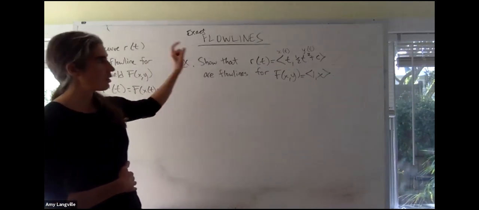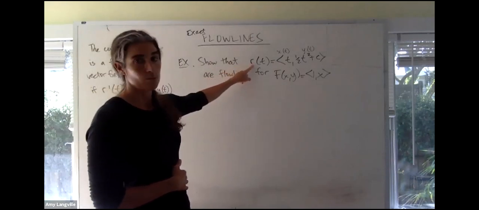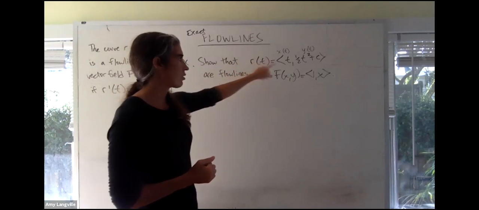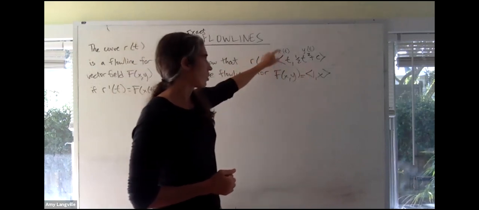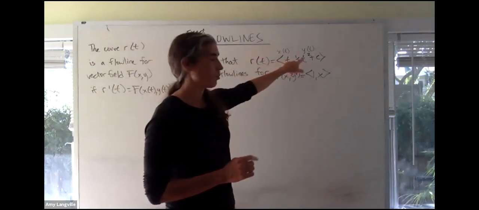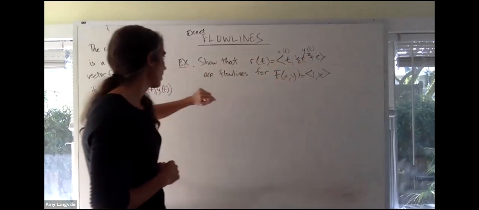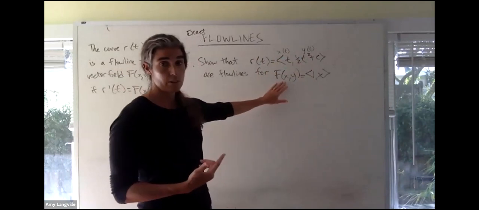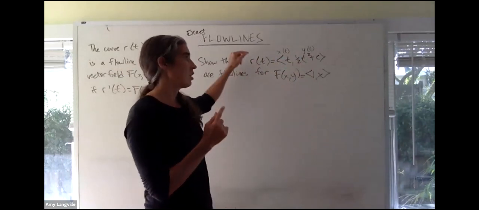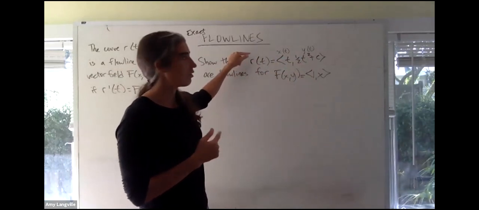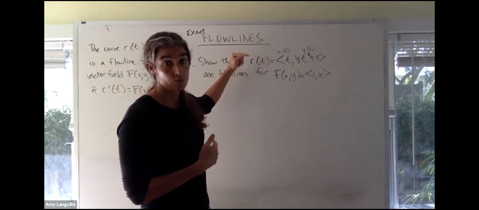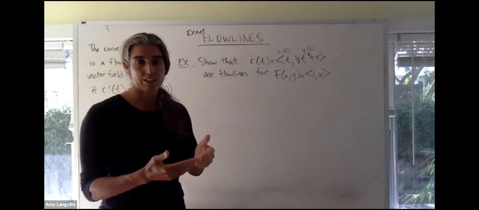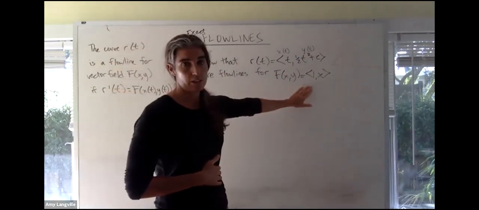We want to show that this curve, what kind of curve? Plane curve or space curve? Plane curve, because it's in R2. The first component is movement in the X, the second component, movement in the Y. And we want to show that the flow lines for this R2 vector field are actually R2 plane curves given by this explicit formula. So this is a candidate for an exact flow line for this R2 vector field.